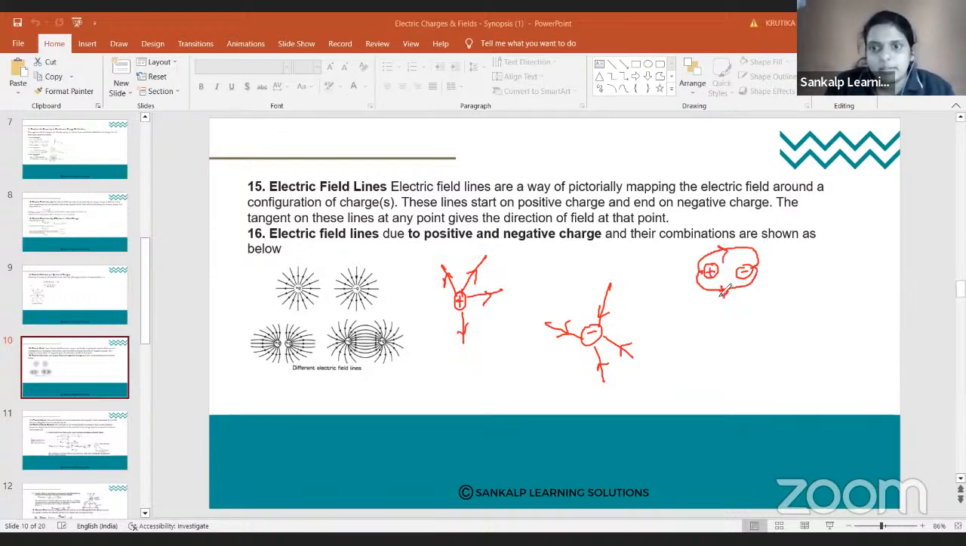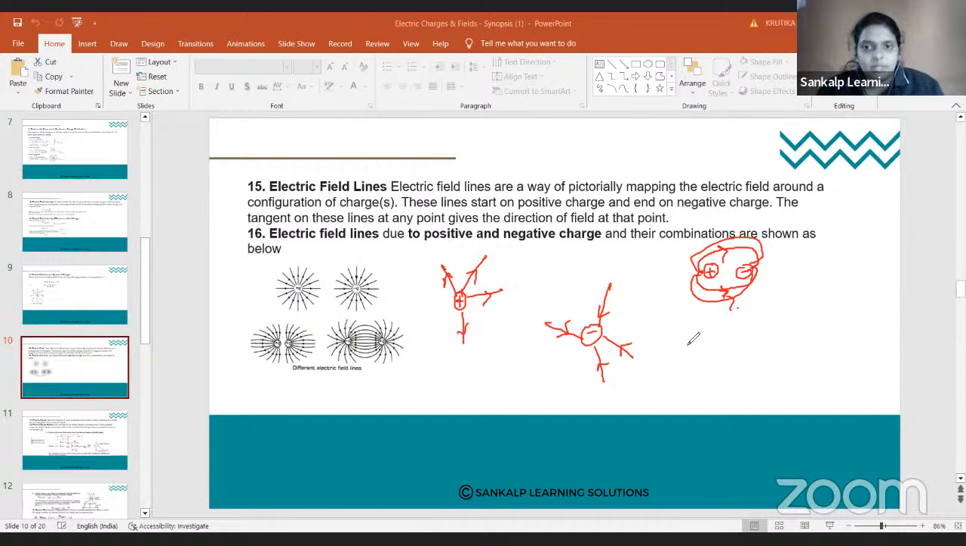Yes. So this is the second property. In the first property, what did we say? If we have only a single positive isolated charge, then the field lines will be outward in direction. If we have a negative charge, then the field lines will be inward in direction. If we have a system of charges, one positive and one negative, the field lines will start from the positive and end at the negative charge.